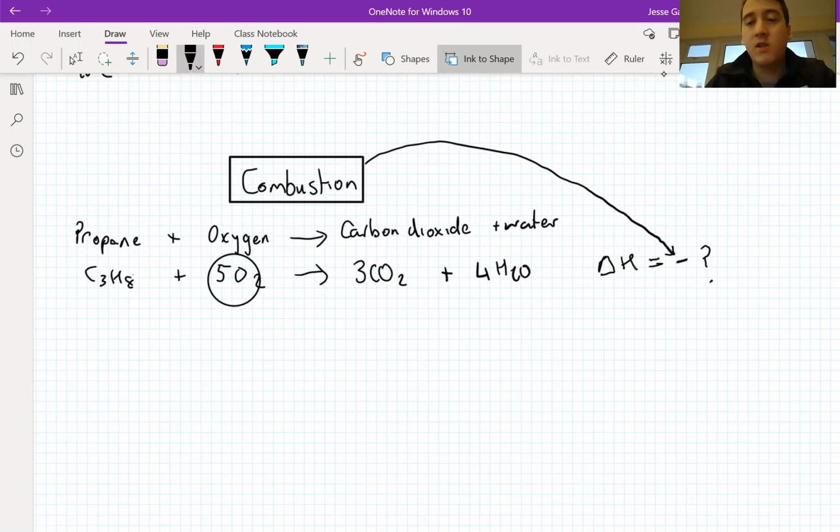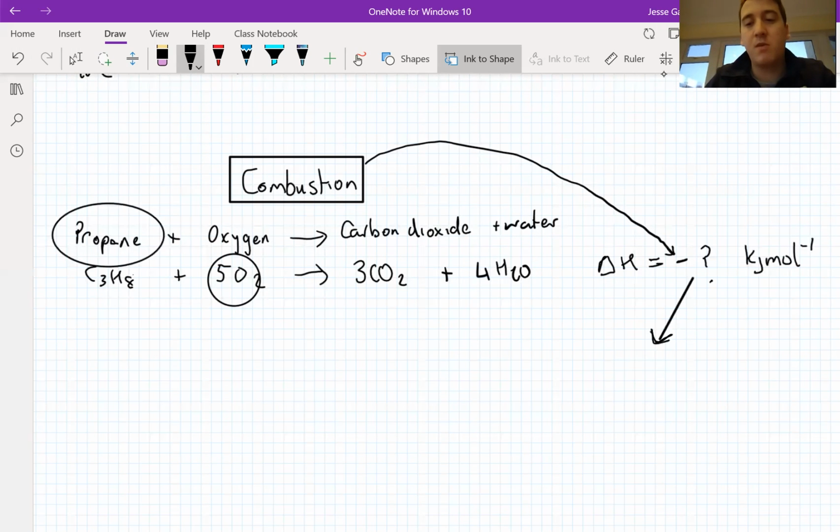Now, we're always going to have what we call a unit for this. Our units are going to be kilojoules per mole. So kilojoules mole to the -1, kilojoules per mole. That's what that means. So these are our units. So we're going to have a number and we're going to have kilojoules per mole. Now, how much is it for this particular reaction for propane when we burn it? Well, we don't really know that.